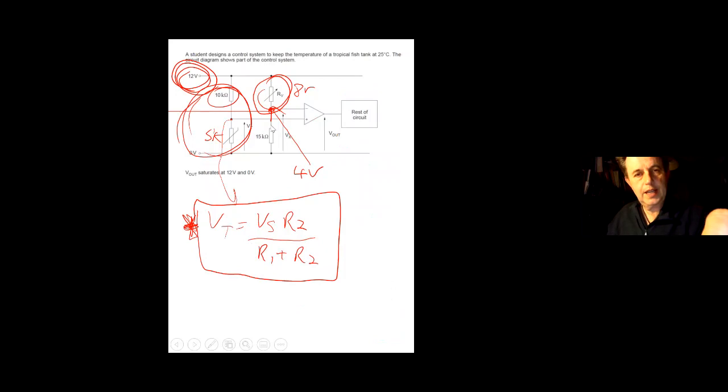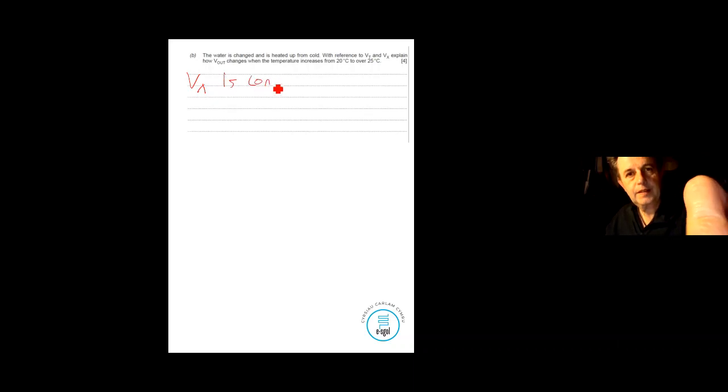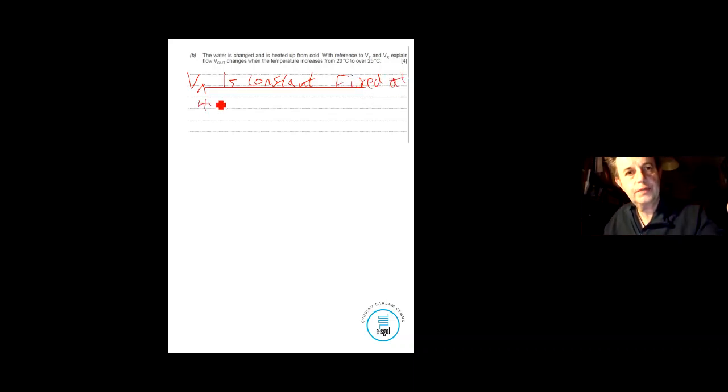Now the question asks you to explain how Vout changes when the temperature increases from 20 to 25, with reference to VT. Right, first thing is that the reference voltage, which is the negative input, is fixed. So that is stuck at 4 volts. So the first thing I would say is that Vref is constant and fixed at 4 volts.